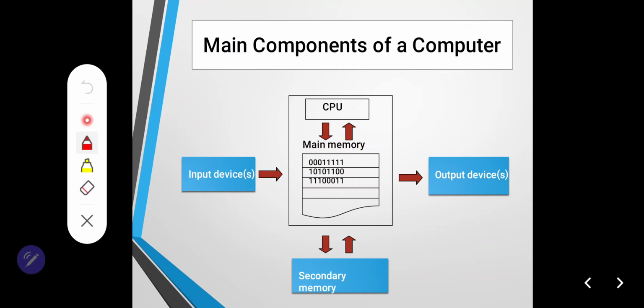You can see on this board the main components of a computer. This one is the CPU. And here it's named memory, to save all your data. The left side is input, and the right side is output.